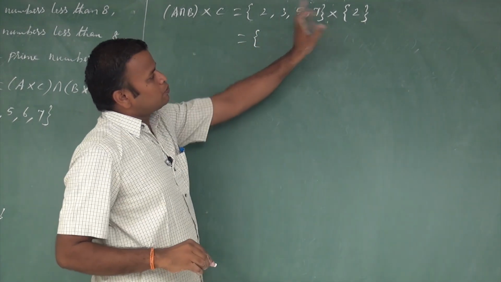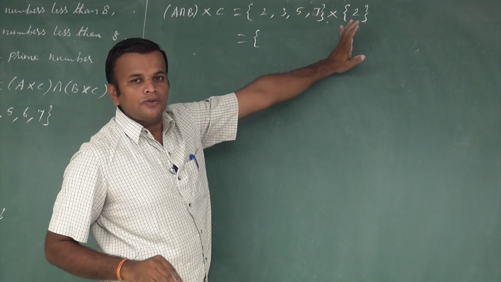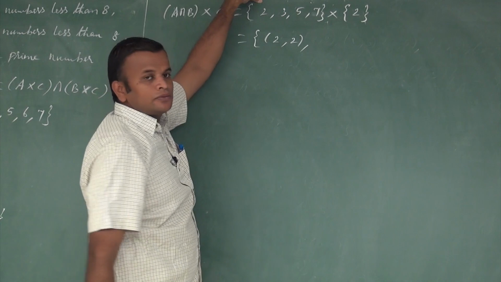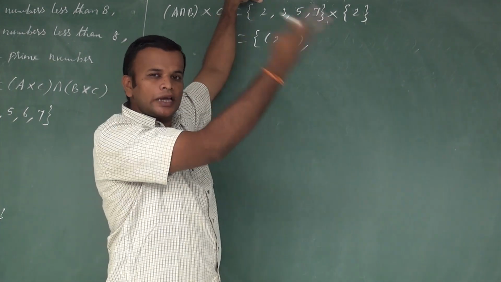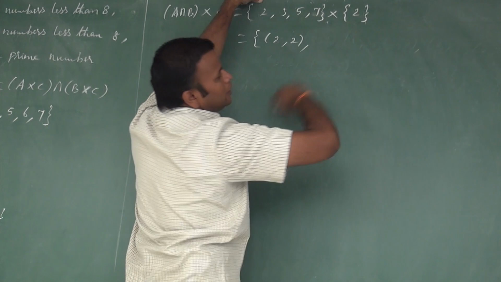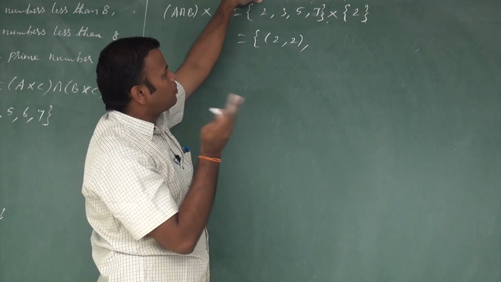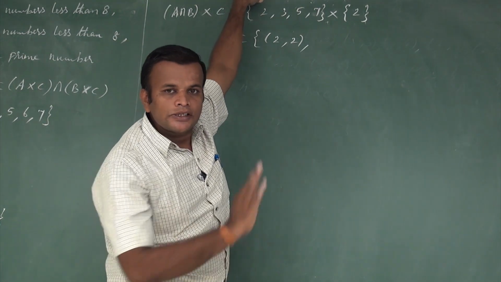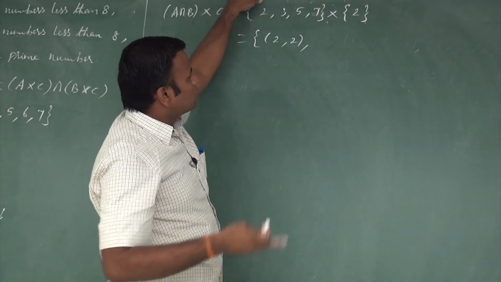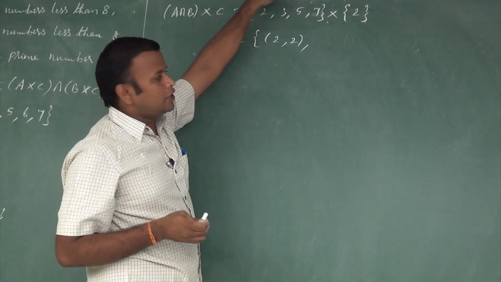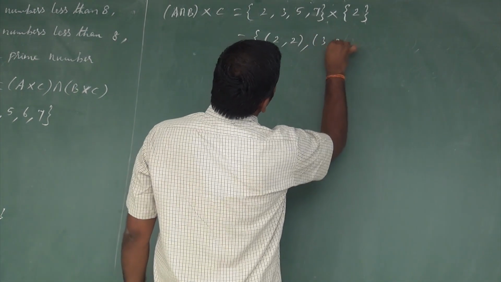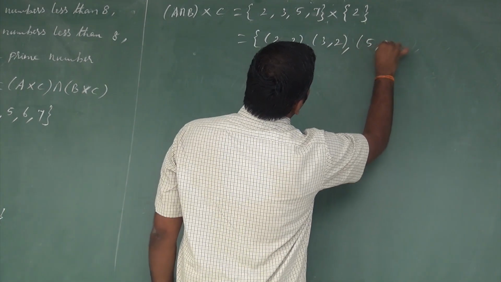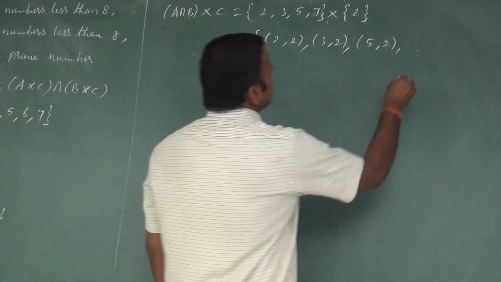Now we find the cross product or the Cartesian product of these two sets. So the first possible ordered pair is 2, 2. The second set does not have another element, it contains only one element. What is the next possible ordered pair? Since the second set has no more elements, we move to the next element in the first set. So the next one is 3, 2, the next one 5, 2, and the last one is 7, 2.